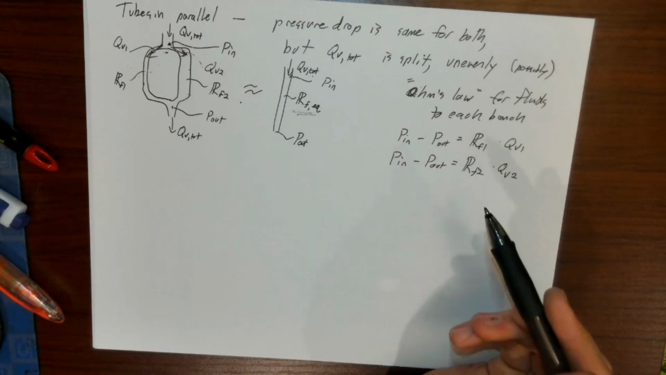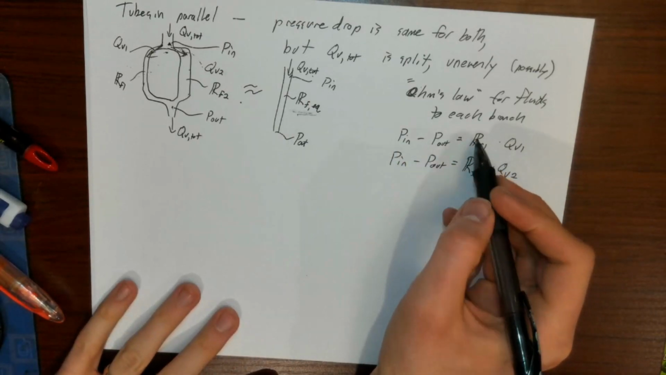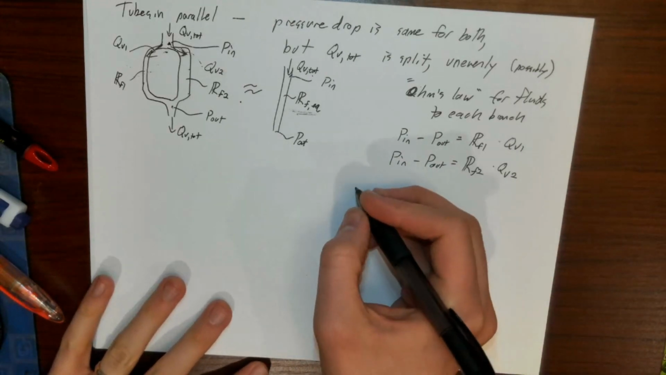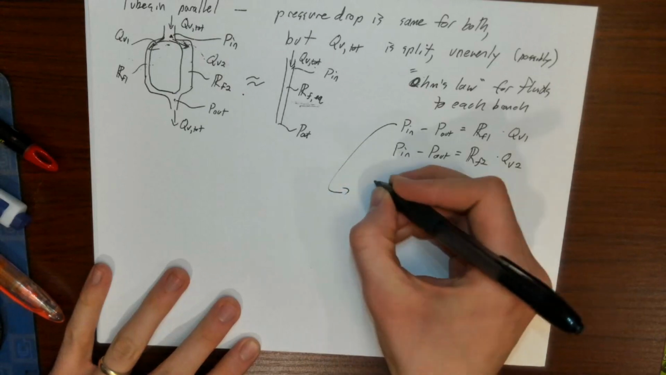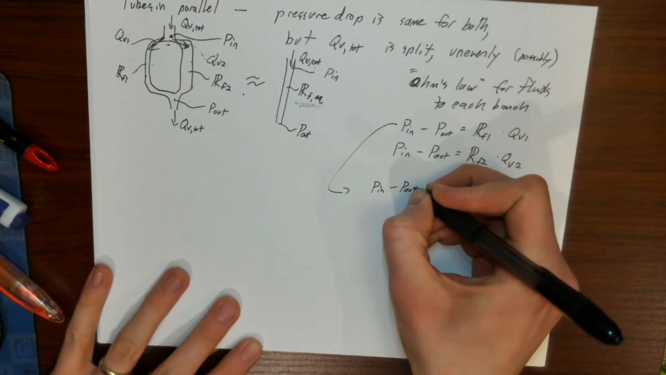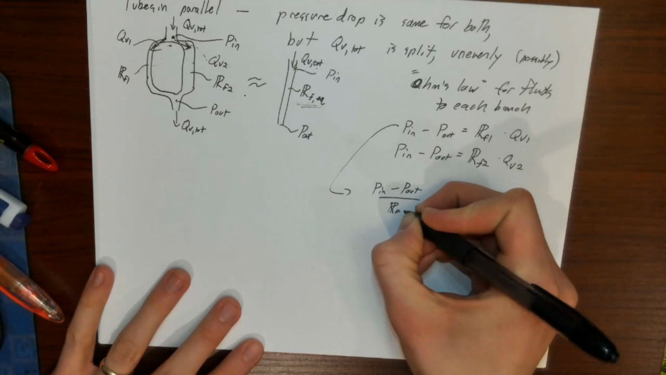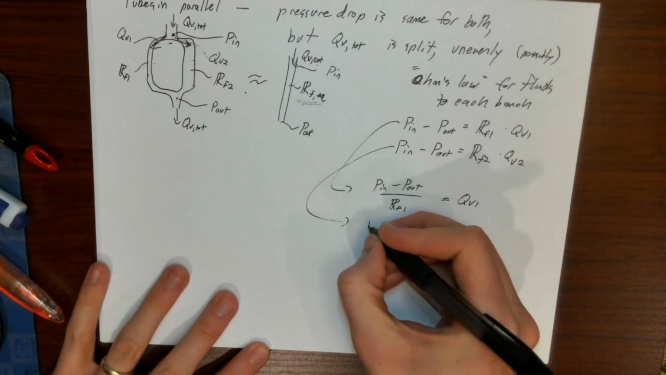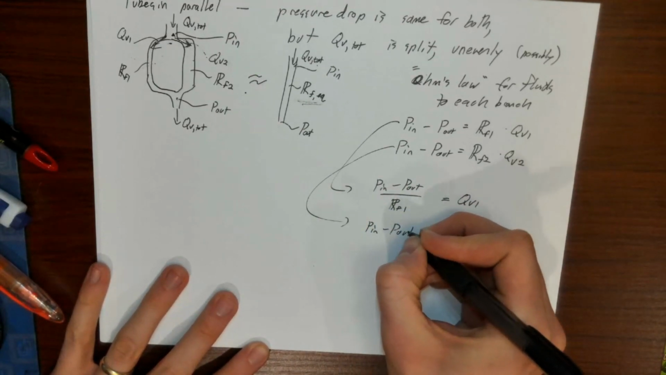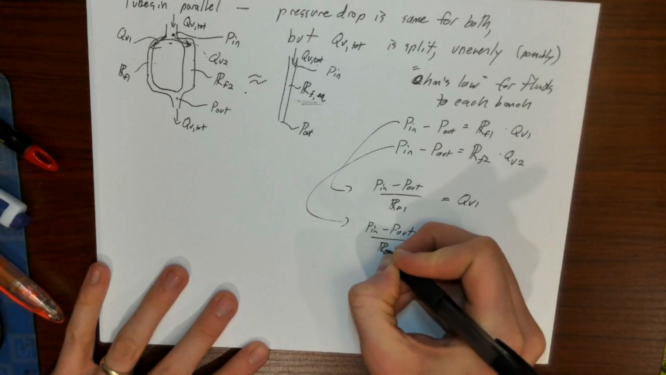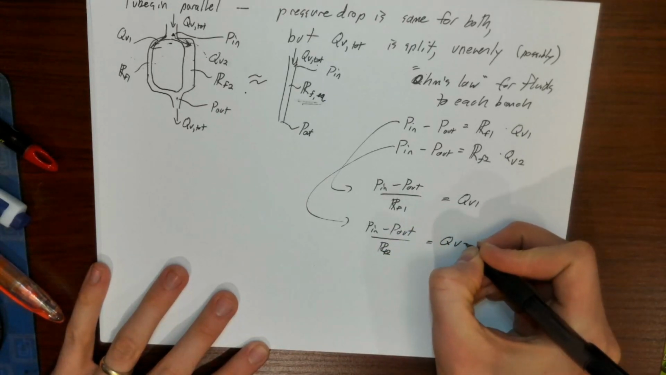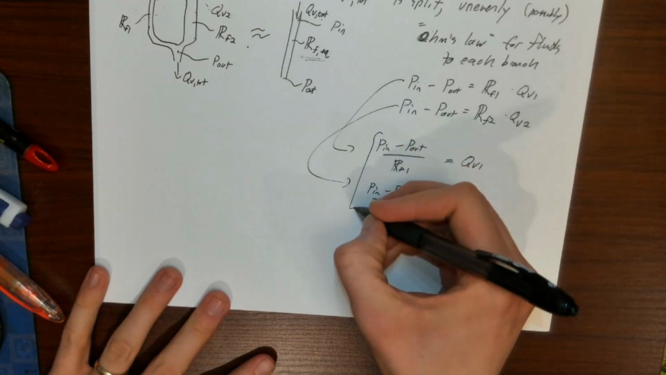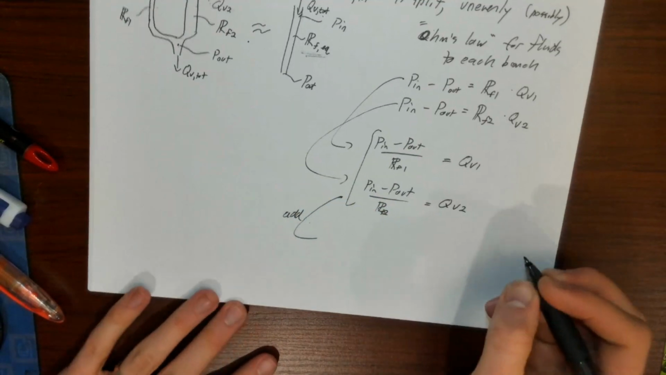And this is an okay start, but it turns out to be helpful if we divide the fluidic resistances to sort of bring them over to the left-hand side. So let's do that. For this equation, P in minus P out divided by the fluidic resistance for number 1 is equal to the volumetric flow rate for number 1. And if I do the same thing for this one, P in minus P out over the fluidic resistance for number 2 is equal to its volumetric flow rate.